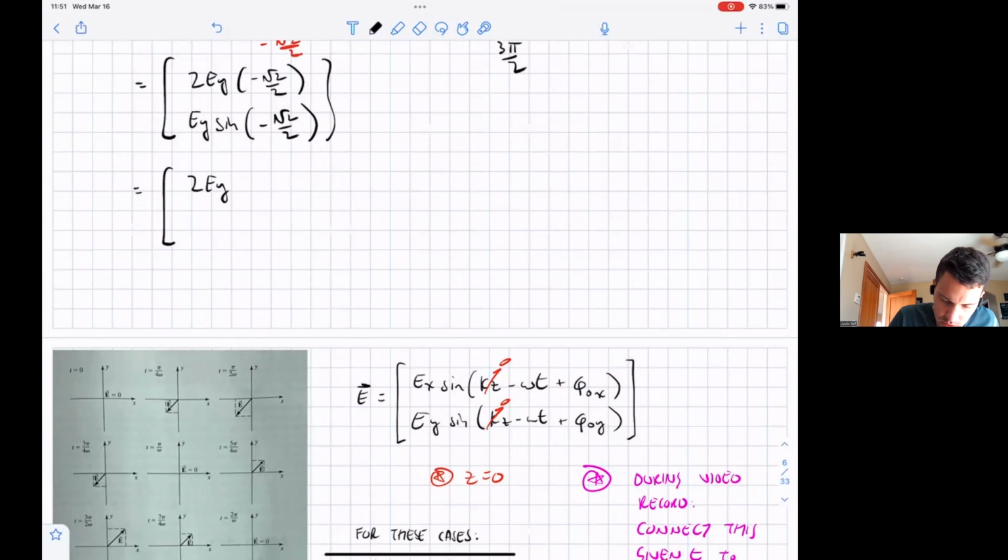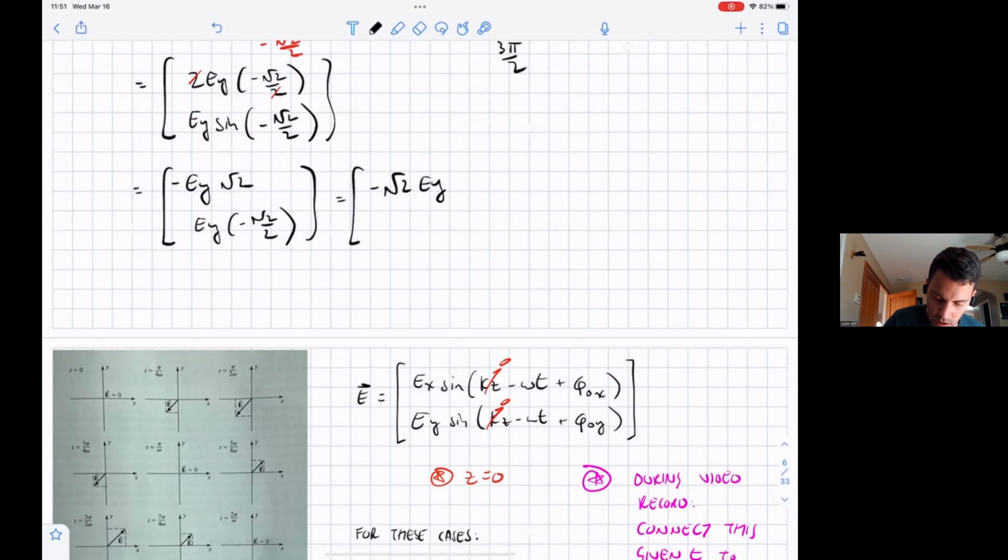All right. So when we do this, you get the 2 here that cancel. And so you end up with, let's just redo this. The 2's cancel. So I get a negative out in front, Ey times the square root of 2 for the first one. And the second one, I get Ey times the negative square root of 2 over 2, which I like to write as negative square root of 2 over 2 times Ey. So that is my answer for when t is equal to pi over 4 omega.